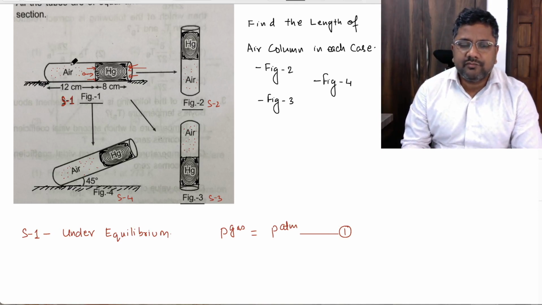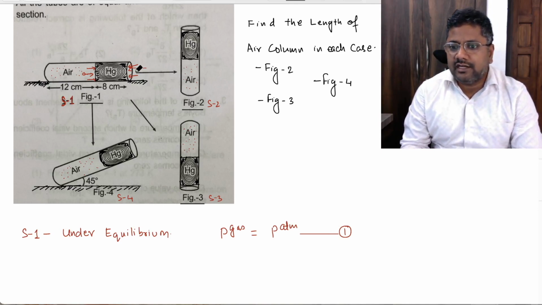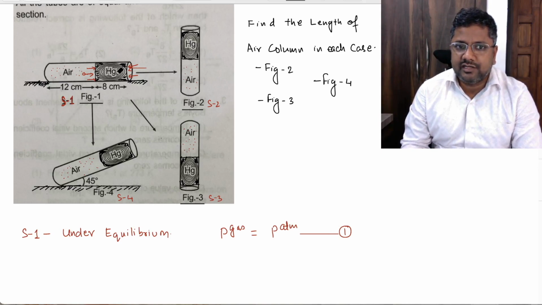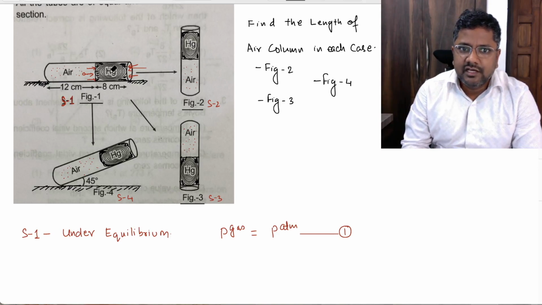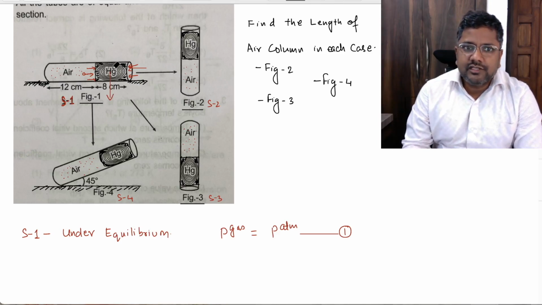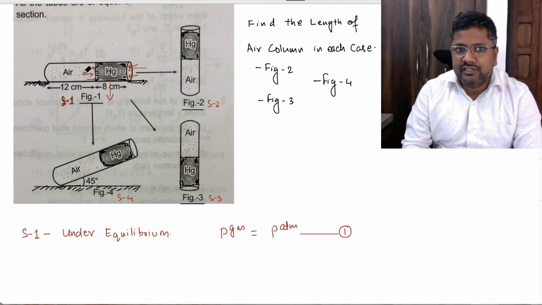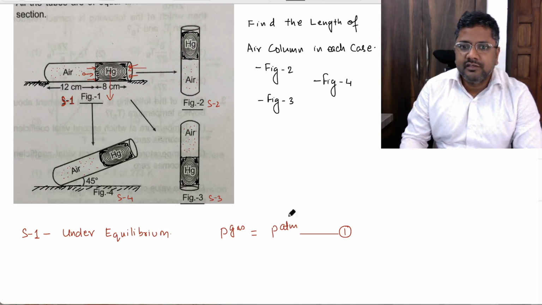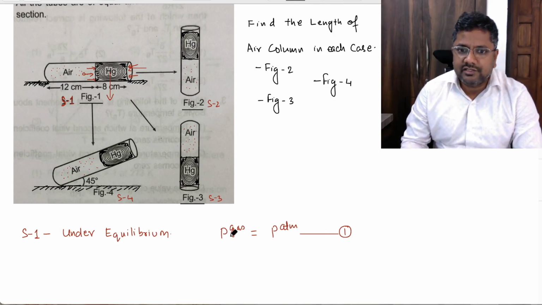In this case, the pressure of gas is equal to the atmospheric pressure, because this mercury is stationary and mercury is exerting no pressure on the gas, because this is kept on the horizontal surface. So whatever force mg is acting, this is downward. So there is no force exerted by this mercury on this air column. So this air column is balanced by this outside air column. So this is the initial state. Pressure of gas is equal to the atmospheric pressure.